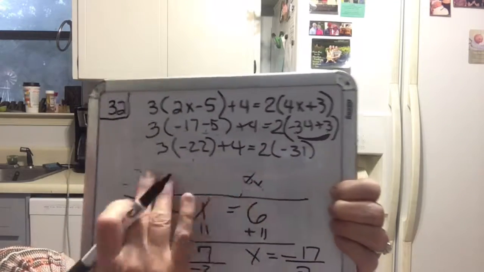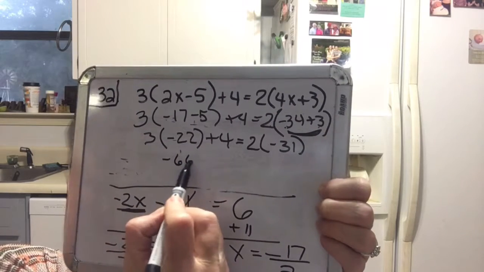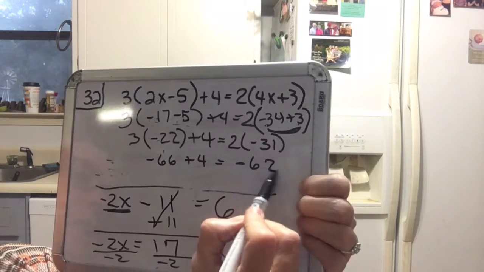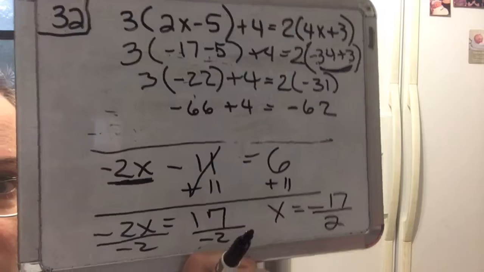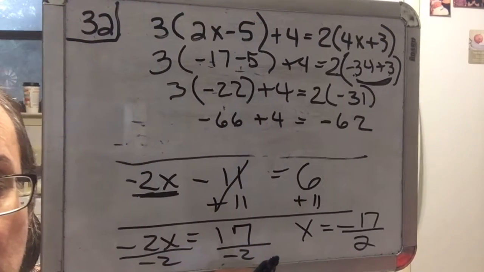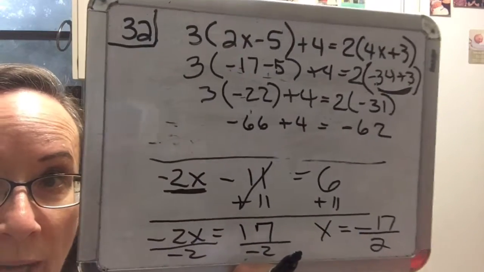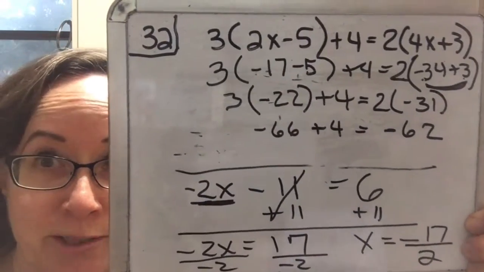Okay, so let's see how we're doing here. So then this one becomes a negative 66 plus 4 is a negative 62. And that looks good to me. All right, so that's another problem that checks out. And we have finished problem number 32. So I will be back with some more problems shortly after I clean all my boards off.